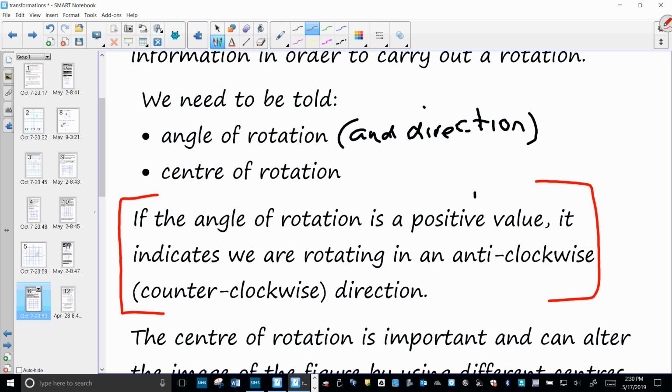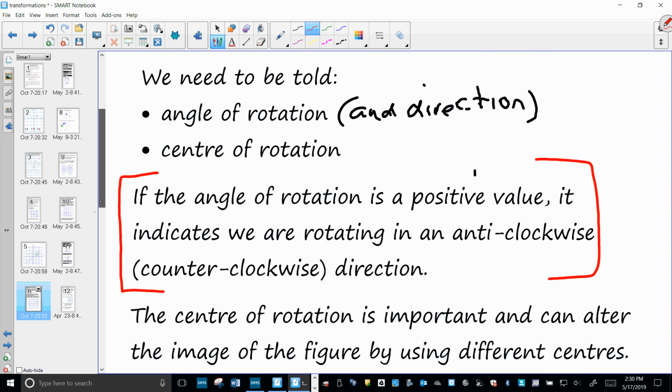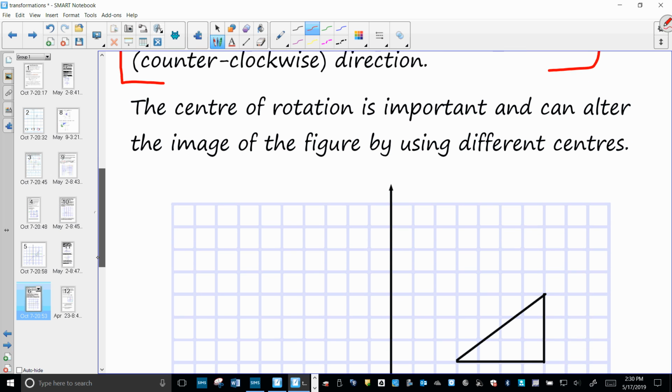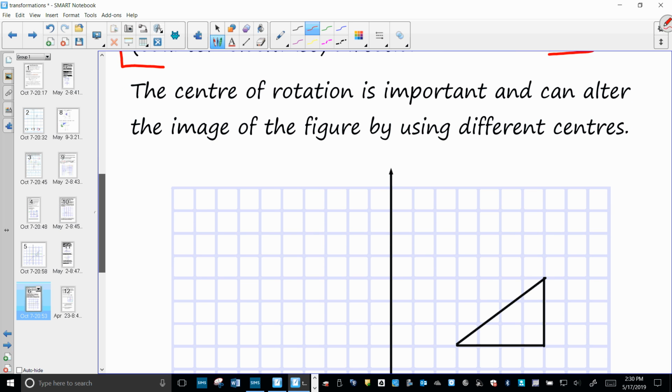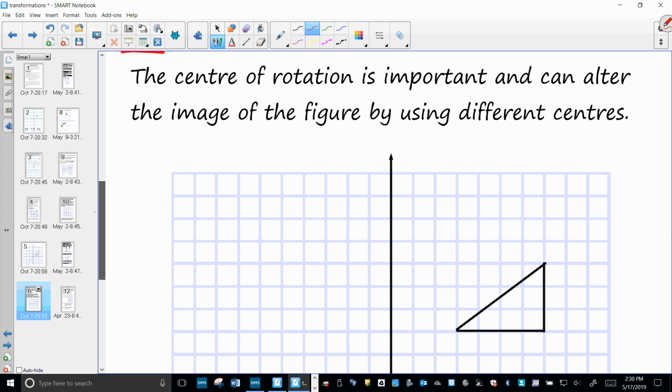Now, we've had some practice with this, but plotting points, plotting coordinates is important when it comes to rotations as well. You will have noticed for all of these transformations it's been important, hasn't it? Because sometimes they've asked you to draw the shapes, you have to know how to plot points. So it's really important that you know how to plot coordinates. The centre of rotation is important and can alter the image of the figure by using different centres.